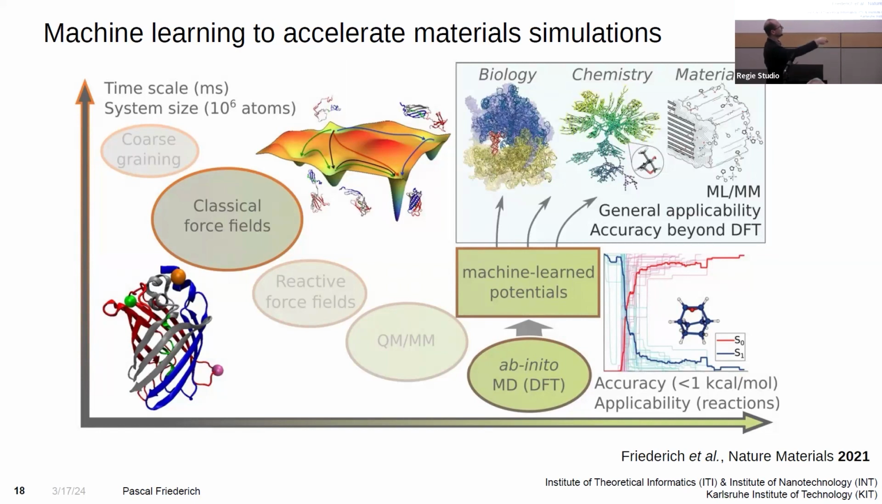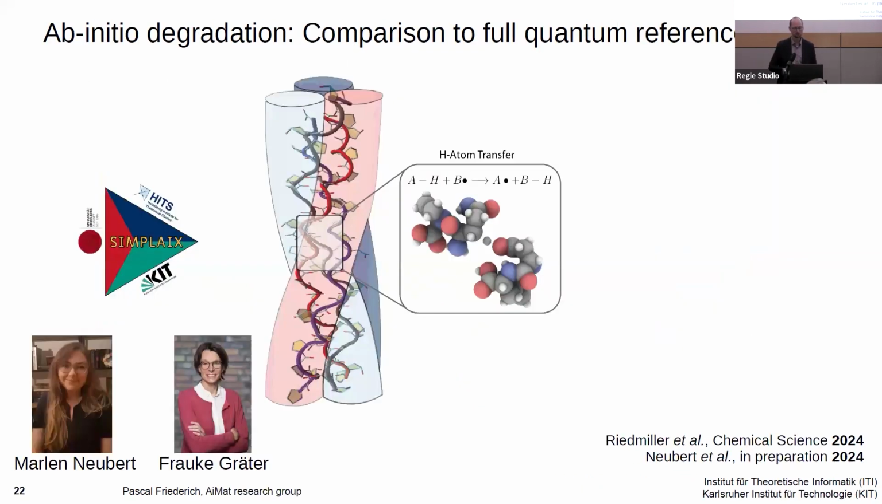And that breaking out of this trade-off enables us to do a lot of applications that were not doable before. Those can be in biology, and I have an example for biology later. They can be in chemistry or material science, where we can simulate larger systems on longer timescales than what was ever possible using classical force fields or DFT before.